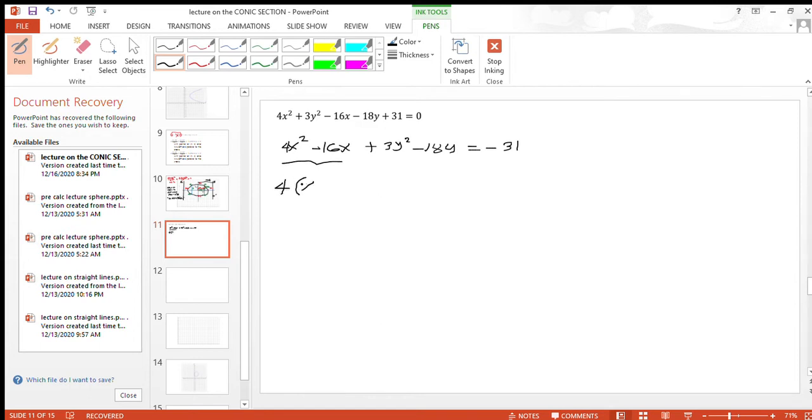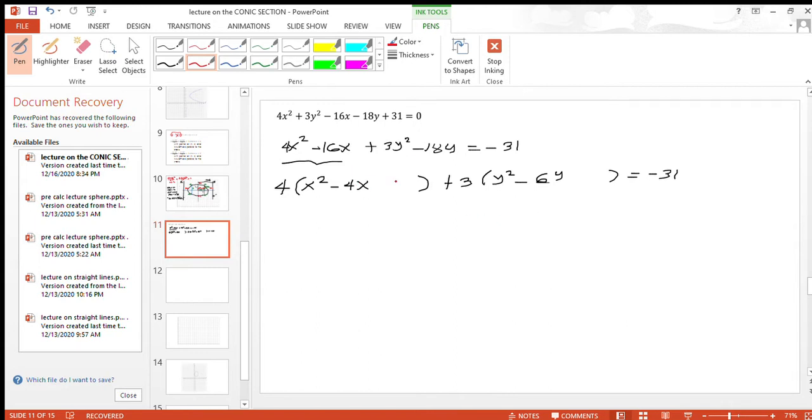In this case, we factor out 4. That will give us x squared minus 4x. Let's leave a space because we will again be completing the squares. Similarly, for the terms involving y squared and y, we factor out the coefficient of y squared. So that should give us 3 times the quantity y squared minus 6y. Let's leave a space, equals negative 31. Then from there, let's now proceed with completing the squares.